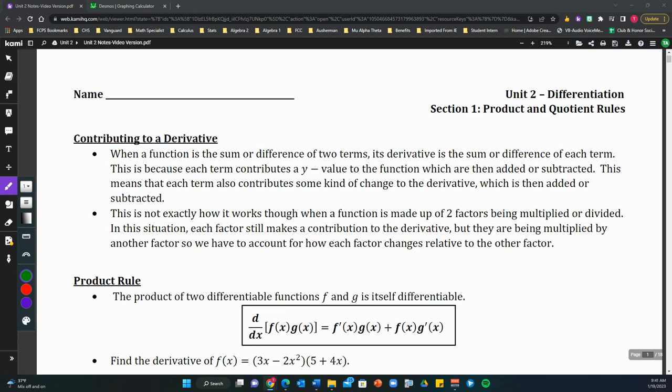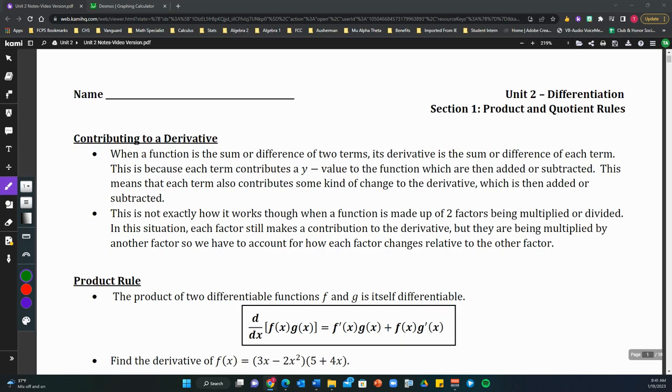So those are all the initial function types that we need to worry about, but not every function is going to fall into just one of those boxes. So today we're going to start to look at some more advanced functions and how we calculate their rates of change as well. So the first thing we're going to talk about is contributions to a derivative.